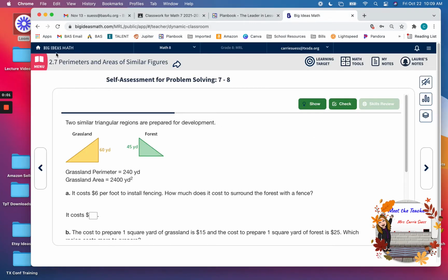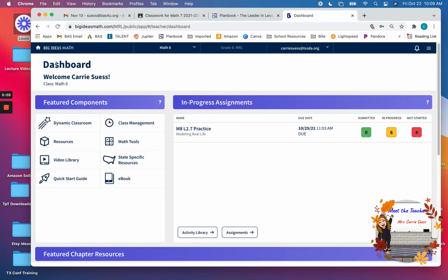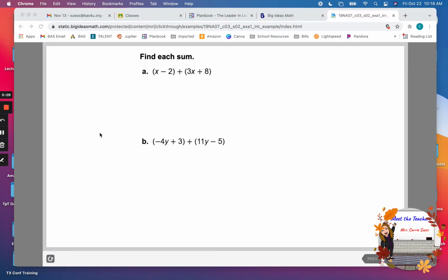All right, 7th grade, you are on 3.2. Start with the warm-up. We're going to find each sum. What does sum mean? Addition. We're going to do addition here.